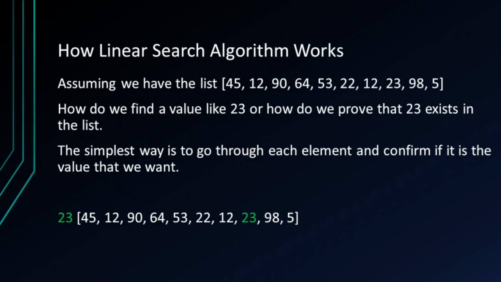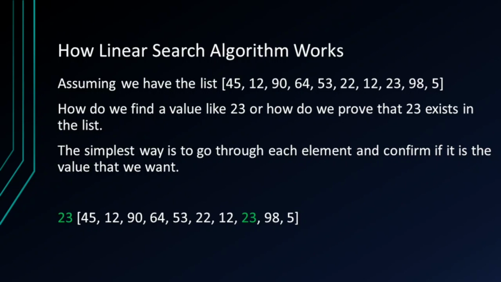Suppose we have this list of elements 45, 12, 90, 64, 53, 22, all the way to 5. How do we find a value like 23, or how do we prove that 23 exists in the list? The simplest way is to go through each element and confirm if it is the value that we want. And essentially that is what linear search, or rather sequential search algorithm is.